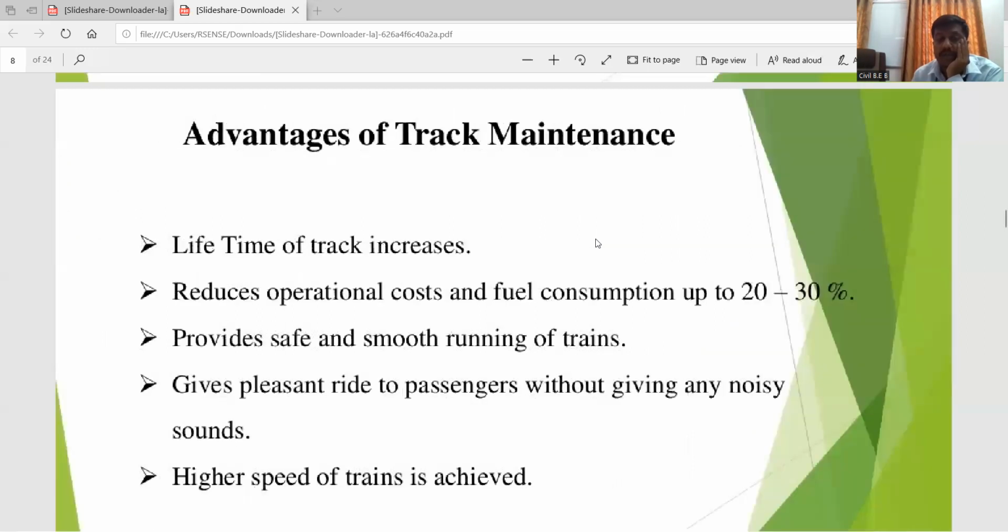Now, why provide this railway track maintenance? The reason is with us. Now, what are the advantages if we provide railway track maintenance? Track maintenance.